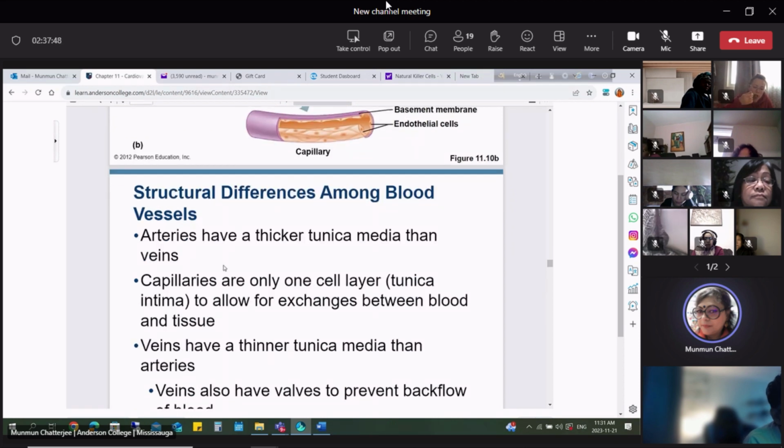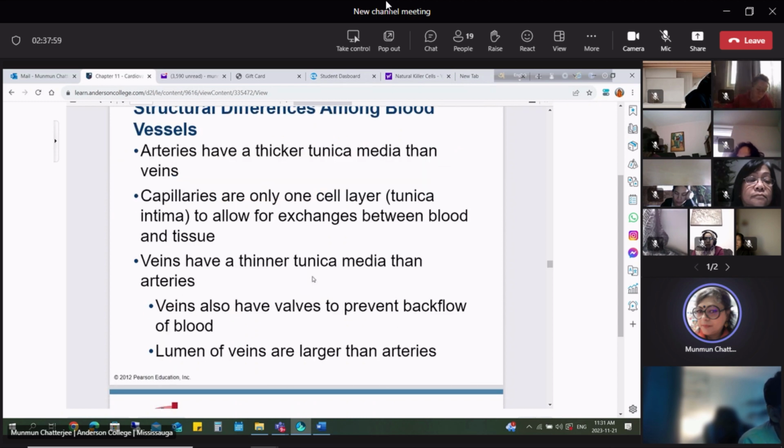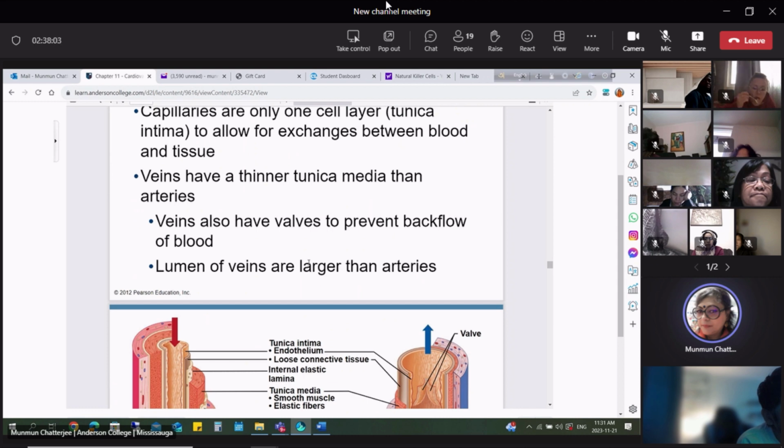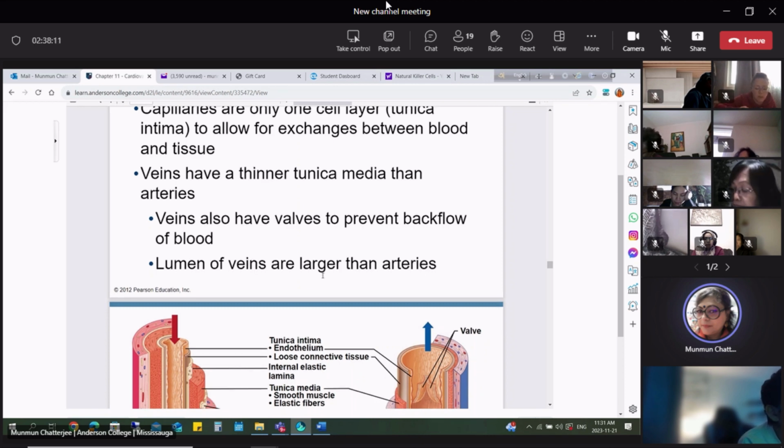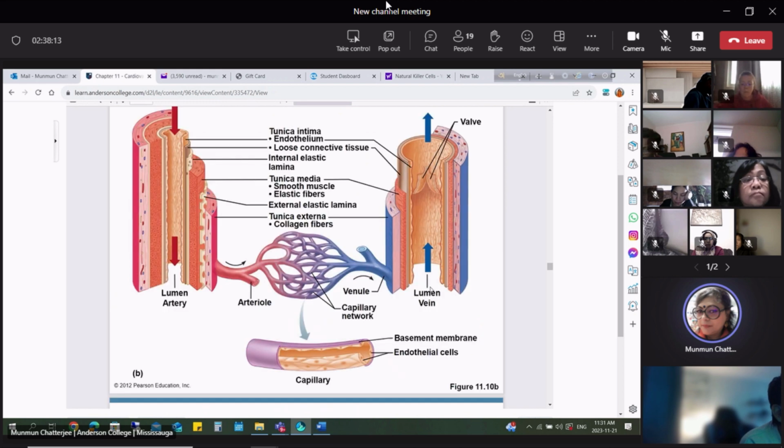In general, arteries have a thicker tunica media than veins because they have to pump the blood down. Capillaries are only one cell layer, and you don't need to know more. Veins have a thinner tunica media than arteries. This is important: veins have valves to prevent backflow of the blood. The lumen of the veins is larger than that of the arteries.